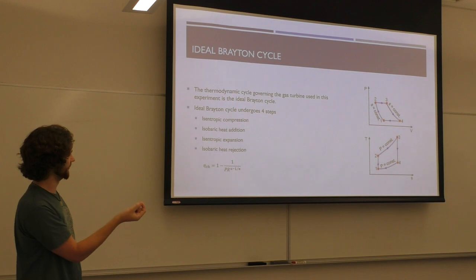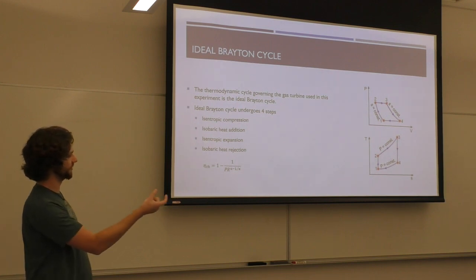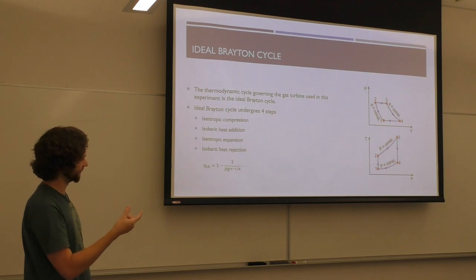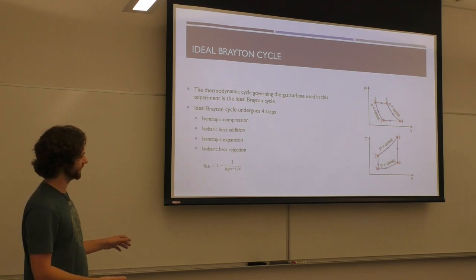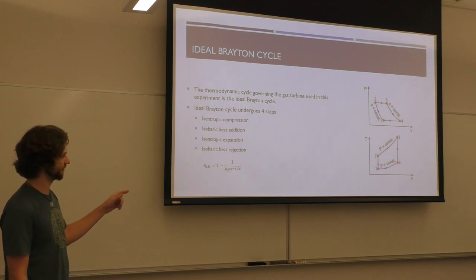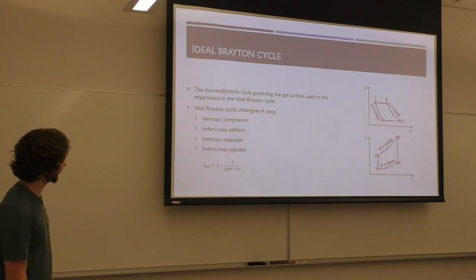Then step 2 to 3, we do isobaric heat addition, so the pressure remains constant, the volume increases, and the temperature and the entropy increase. And then step 3 to 4, we do isentropic expansion, so we expand the fluid, entropy remains constant, the temperature goes down, and the volume and pressure both go down. Then we have isobaric heat rejection, which is step 4 to 1. In an open cycle, this wouldn't be continued, it would just expel the air.